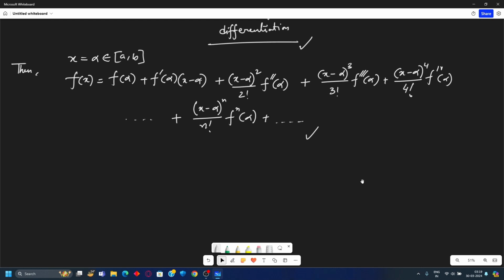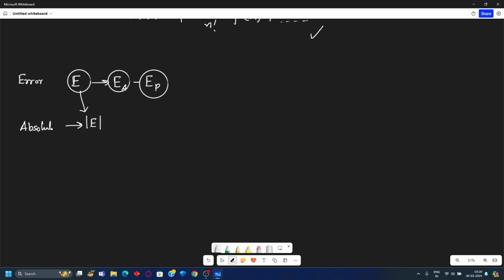What is the meaning of error bound? First of all, we have to understand what is error. Error is the difference between the actual value and the approximated value. So whenever we write error, E is the difference of E actual minus E approximated, or I can say E practical value. So E actual minus E practical, that is our difference. And if we take the mod of E, that will be our absolute error. That should be mod of EA minus EP.